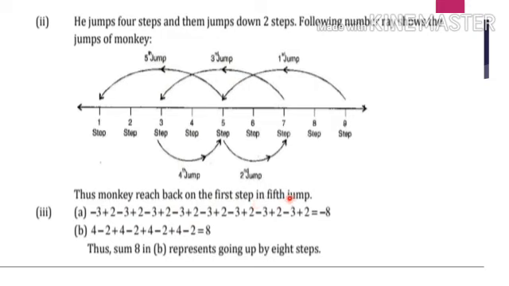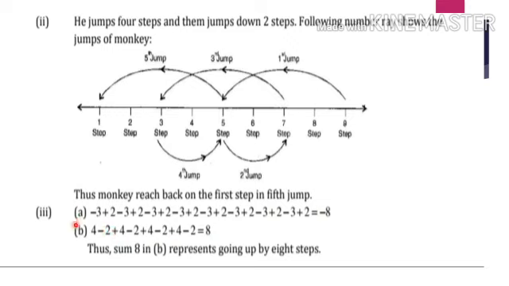Thus the monkey reached back on the first step in the 5th jump. Okay. The third question: if jumps down are represented as negative integers and jumps up are represented as positive integers. It is the first case. If we add minus 3 plus 2, minus 3 plus 2, the 11th time we get the answer minus 8. It's very simple.